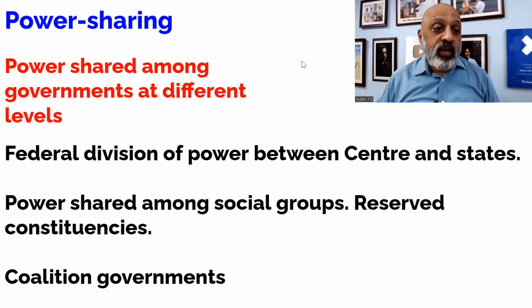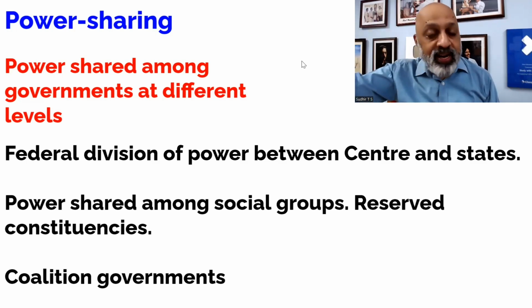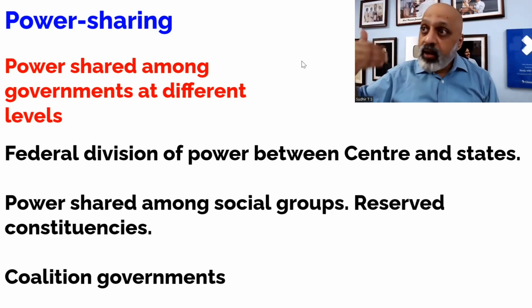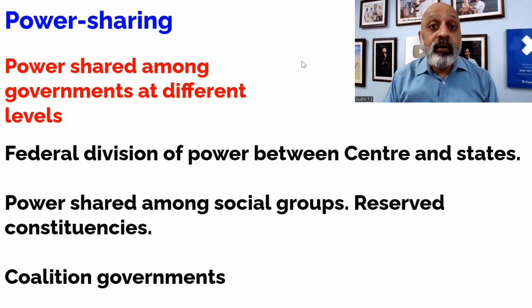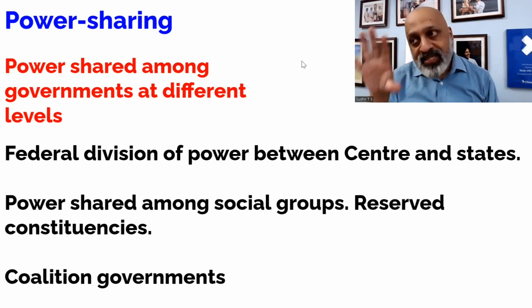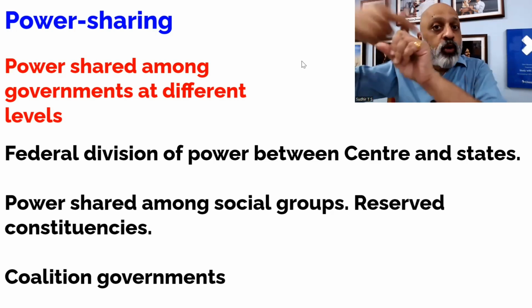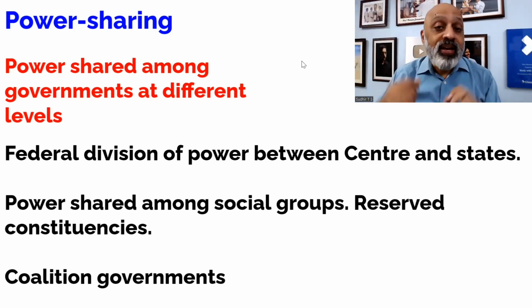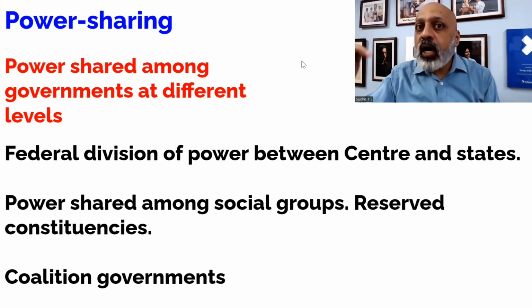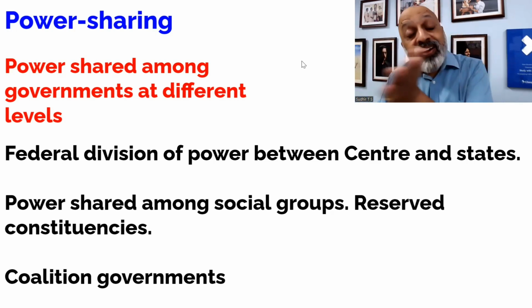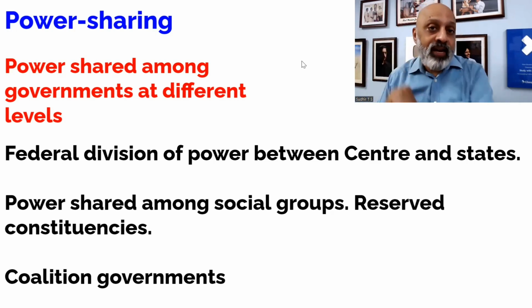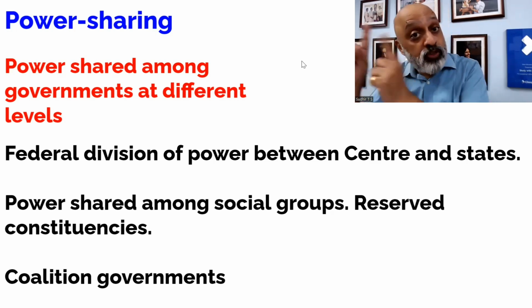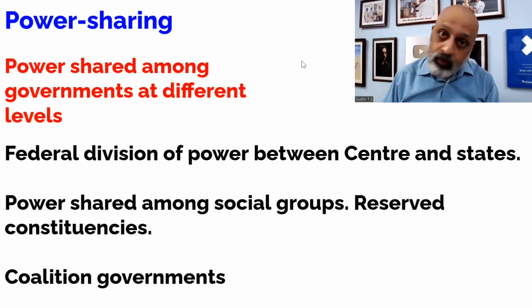Another way of power sharing is among governments at different levels. There is the center and there are state governments. State governments are not servants of the center. Center has some powers, state governments have some powers. They don't get into each other's space. That is what is called power sharing. The state governments are not like servants of the center. There is a federal division of power between the center and the states. That is what is called federalism, which we will read in chapter number 2, right?